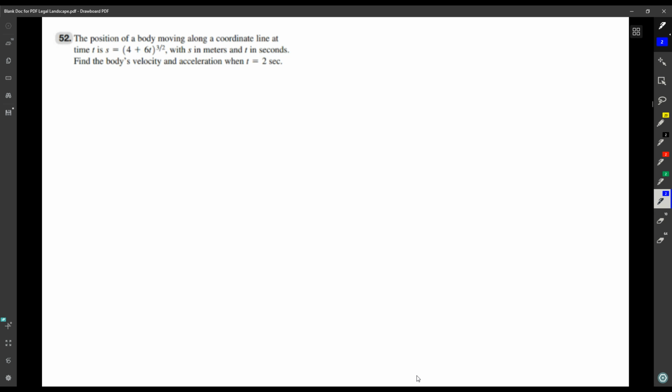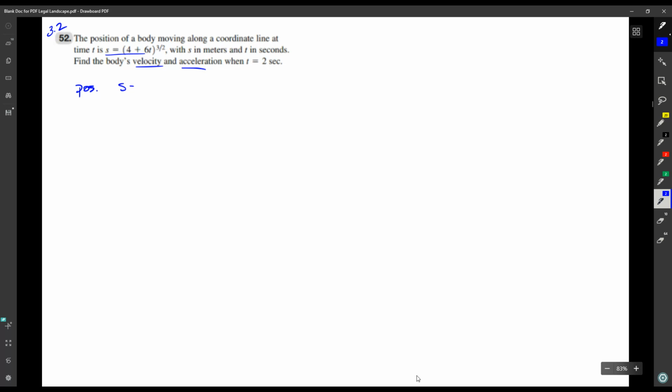Here's number 52 from section 3.2. The position of a body moving along a coordinate line at time t is s equals 4 plus 6t to the power of 3/2, with s in meters and t in seconds. Find the body's velocity and acceleration when t is equal to 2 seconds.